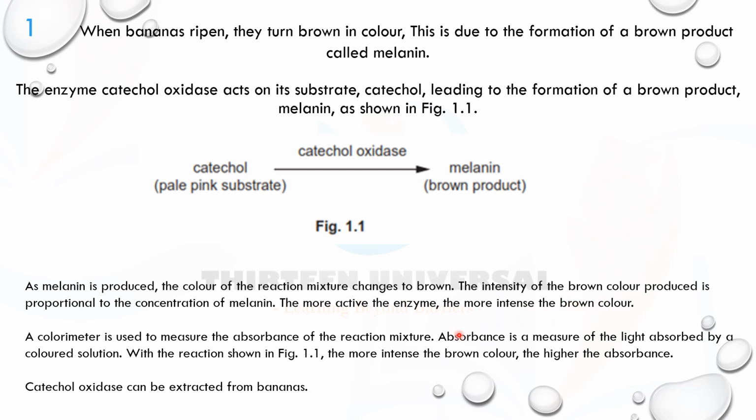So the more active, a colorimeter is used to measure the absorbance of the reaction mixture. Absorbance is a measure of the light absorbed by a colored solution. With the reaction shown in Fig 1.1, the more intense the brown color, the higher the absorbance. See, the more intense, the higher the absorbance. That is, the more light is absorbed. Catechol oxidase can be extracted from banana, so we can get it from banana.